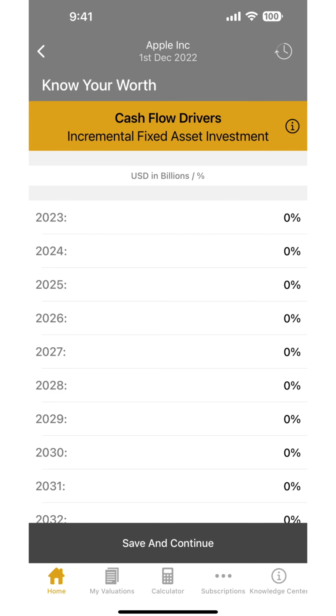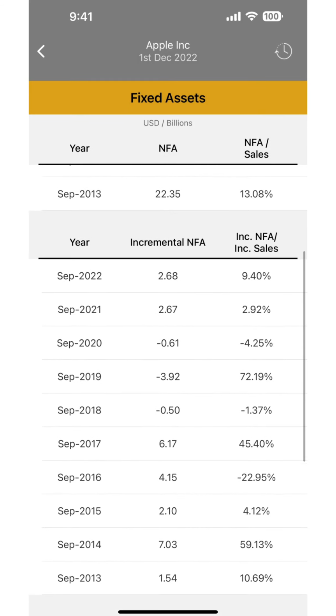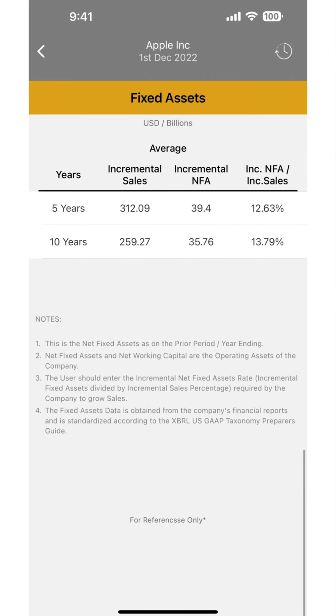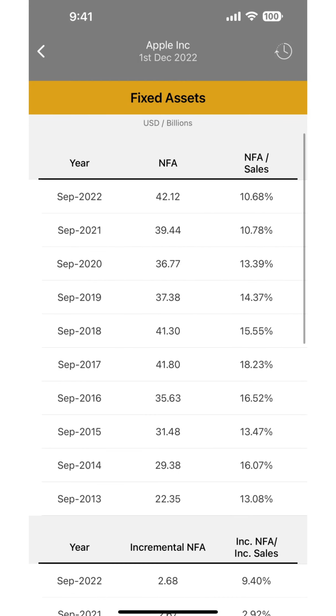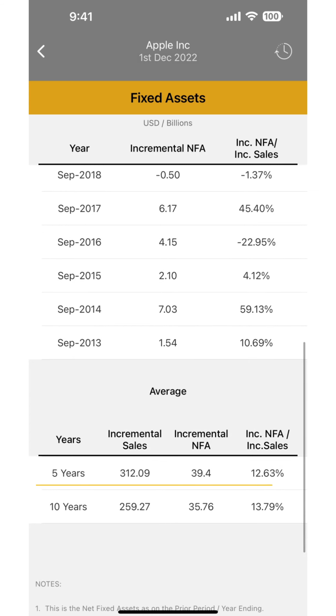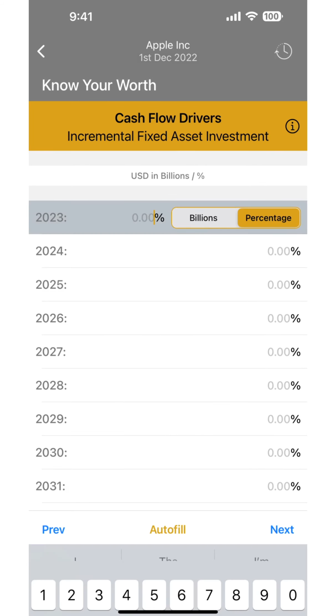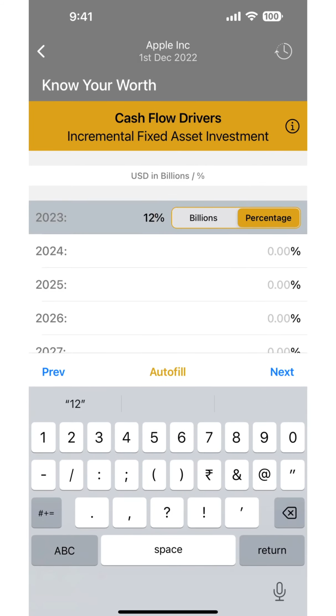Incremental fixed asset investment is the expected capital expenditure over depreciation. Users can also refer to history to check fixed asset investment rates of the company throughout the previous years. The history shows that the fixed assets to sales ratio for Apple until the prior period is 10.68%. And the 5 years incremental net fixed assets to incremental sales is 12.62%. We assume the incremental fixed assets investment rate to be 12% during the forecast and terminal period.